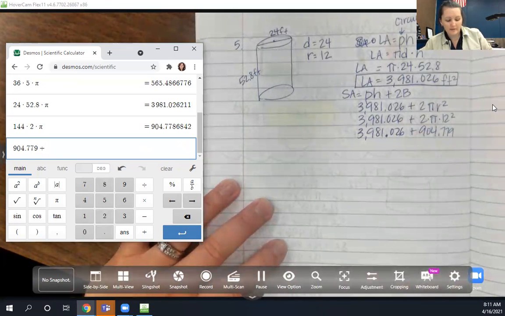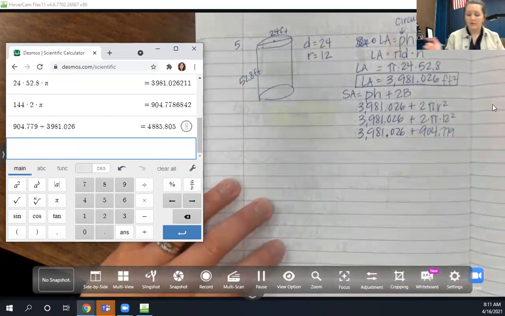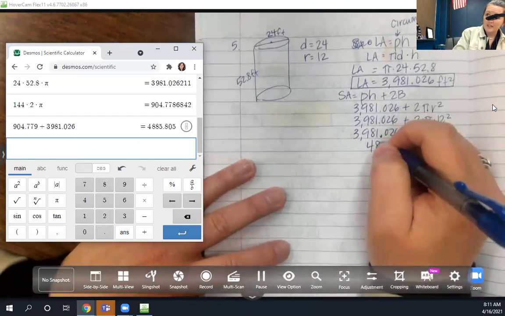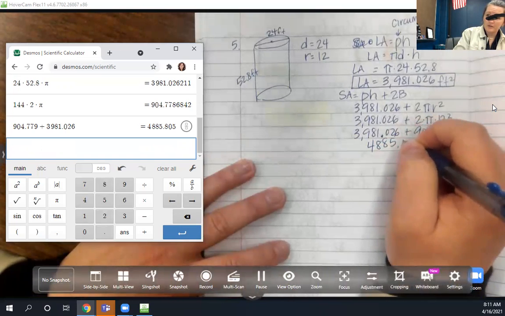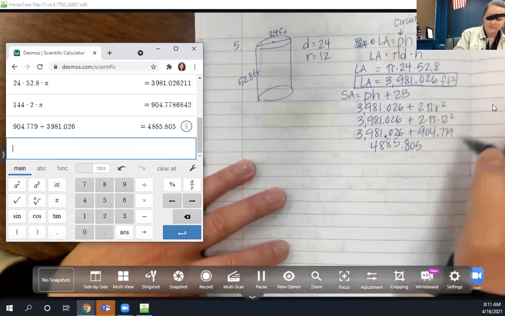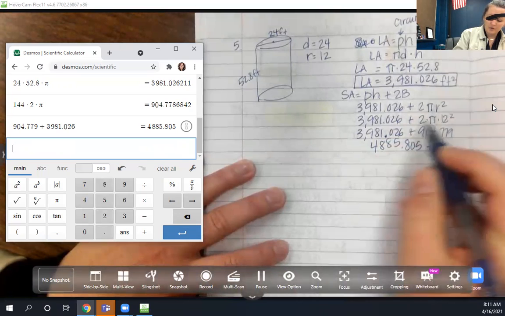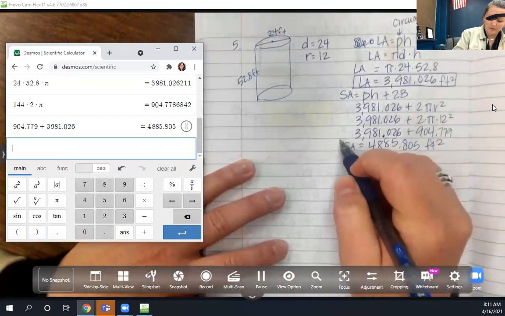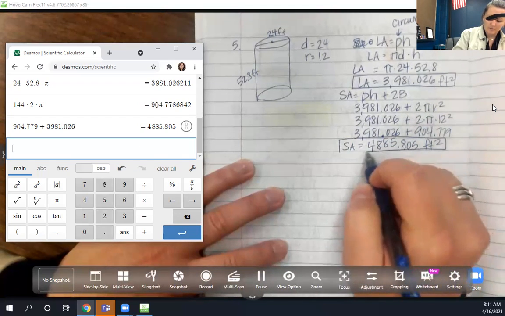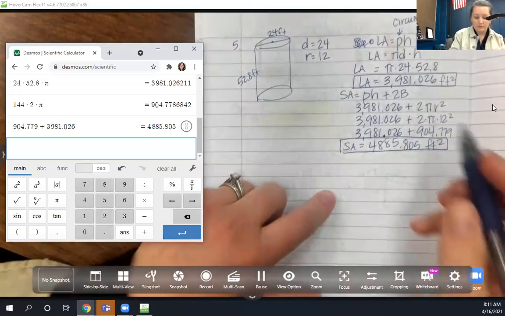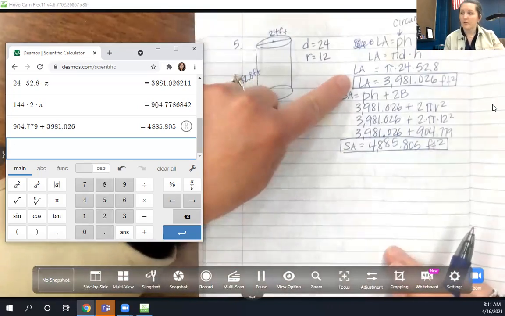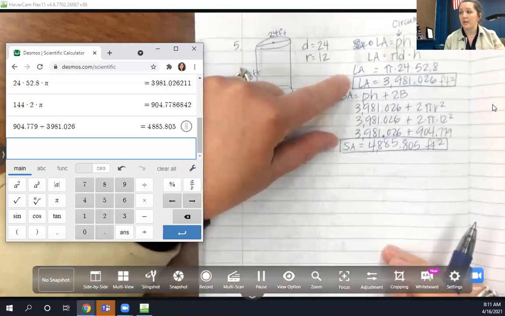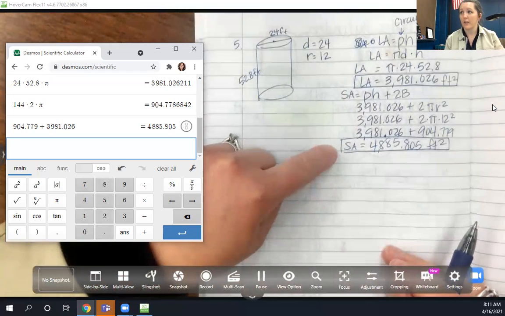Plus 4,885.805, and that was feet squared. So that was your total surface area. So let's think about this reasonably. Does it make sense reasonably that your lateral area is 3,900 and your surface area is 4,800?